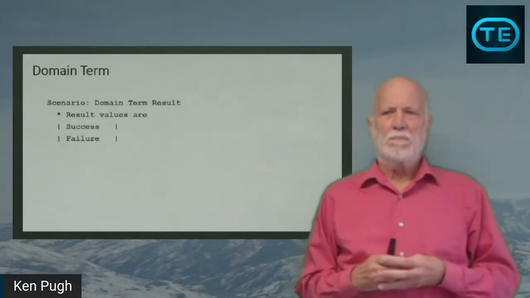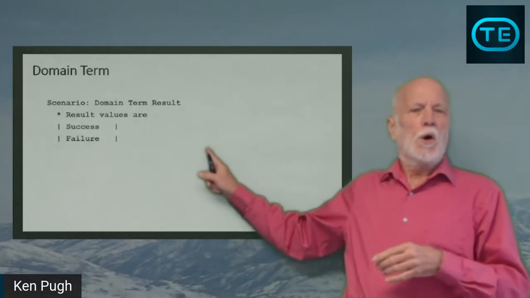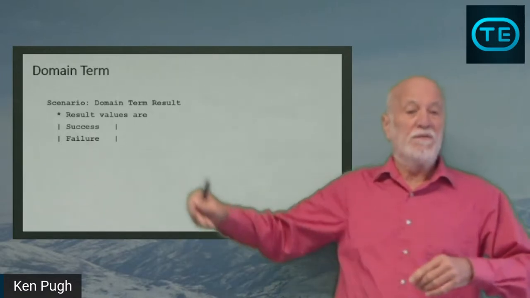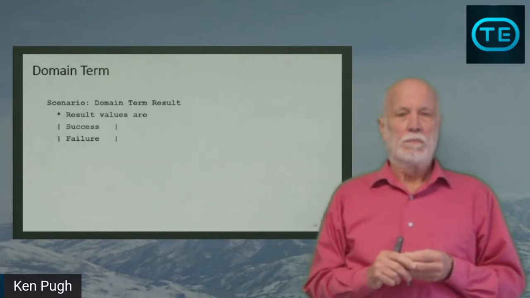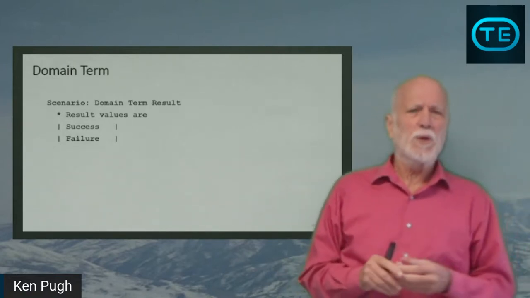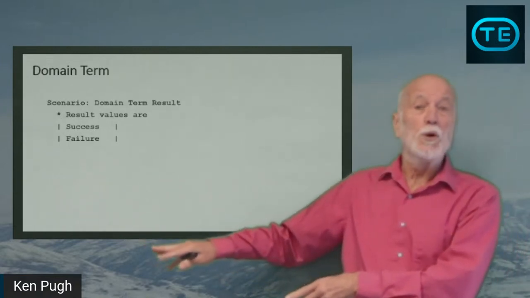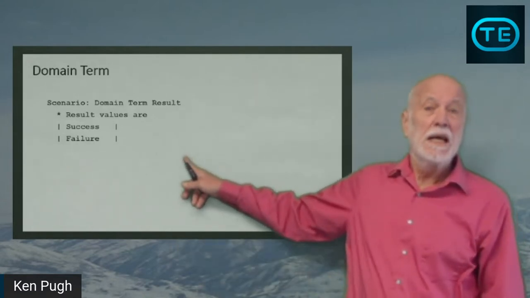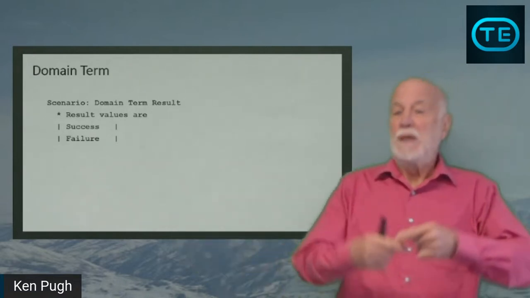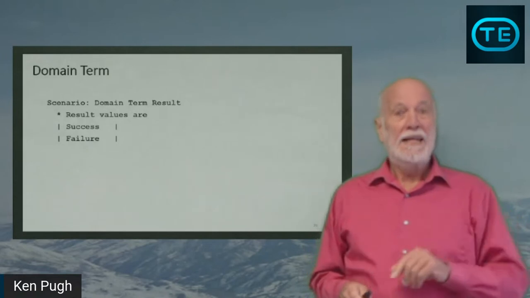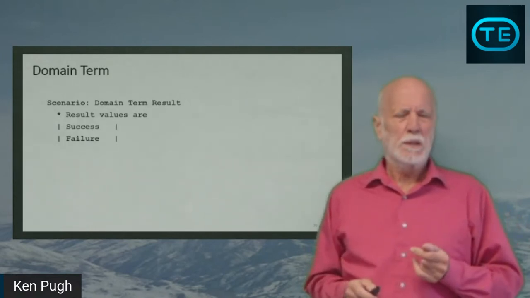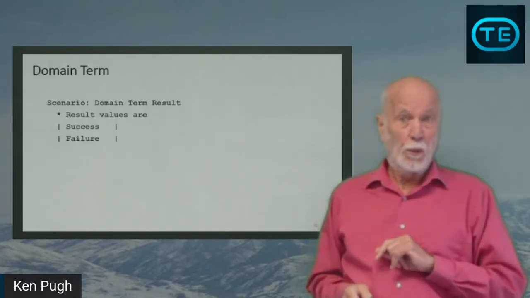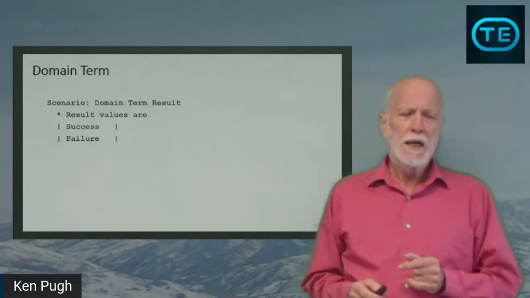So let's look at a domain term. Here's a domain term called result, the result of the test. And we have two result values, success or failure. Now, somebody probably will go, oh, you could use a Boolean for that. Fine. Use a Boolean in your implementation if you wish, but I'm going to have this as our communication between all members of the triad, a domain term, success and failure. What's one other way to represent it? An enumeration, if you will, instead of using Boolean.